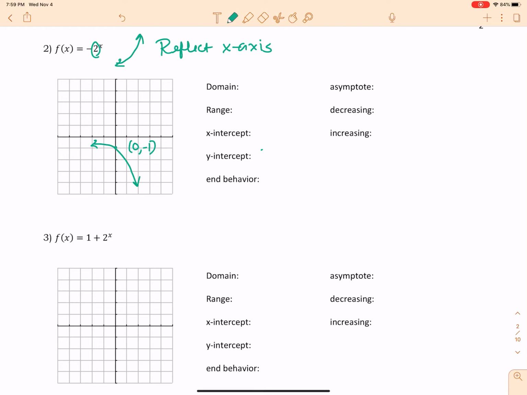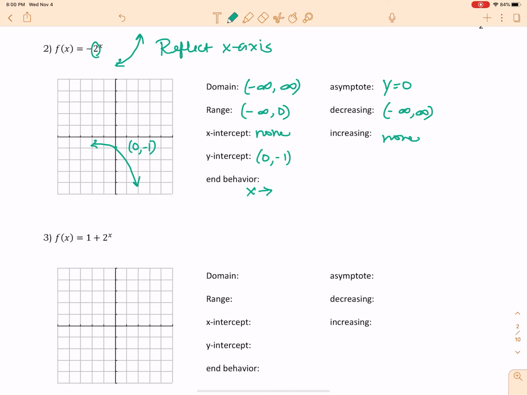My y-intercept now is 0, negative 1. There's still not an x-intercept. My domain is negative infinity to positive infinity. My range, we reflected this time, so it is actually negative infinity to 0. The asymptote is y equals 0. It is decreasing this time from negative infinity to positive infinity. That looks horrible. It is not increasing. The end behavior: as x approaches negative infinity, y approaches 0. As x approaches positive infinity, y approaches negative infinity.